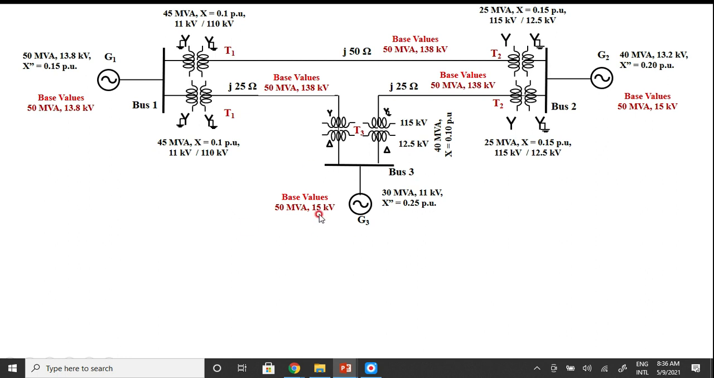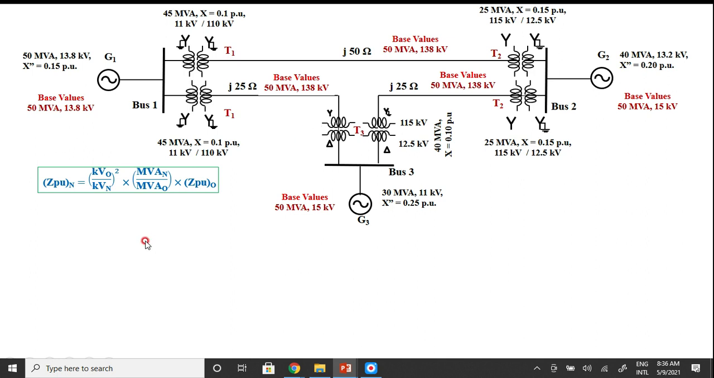Now all the base values, the new values and old values, are mentioned. Then for each component you have to find the new per unit value. The formula I am using, once again, is Z per unit new equals kV old by kV new, whole squared, multiplied by MVA new by MVA old, into Z per unit old. These are the old quantities, these are the new quantities, whichever side you are referring.